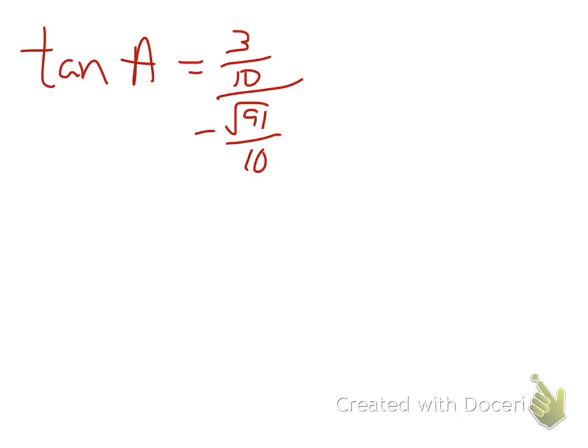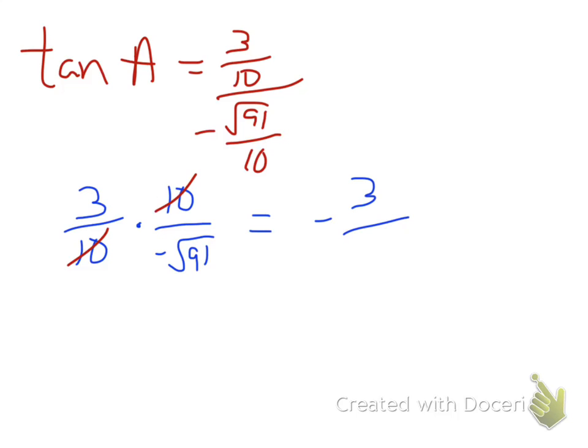Instead of dividing by a fraction, I'm going to then switch this to its reciprocal and multiply. So I have 3/10 multiplied by 10 over the negative square root of 91. 10 divided by 10 reduces down to 1, so this is going to end up equaling a negative 3 over the square root of 91.